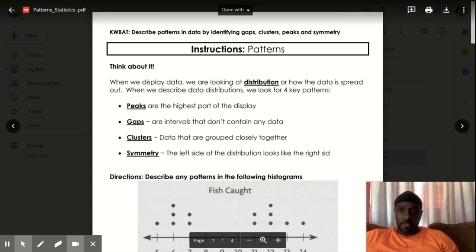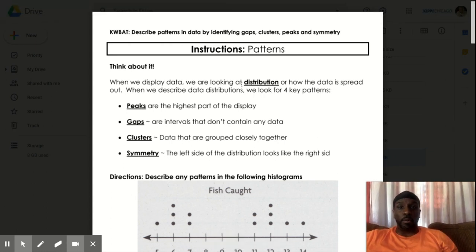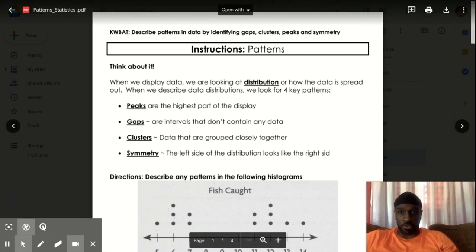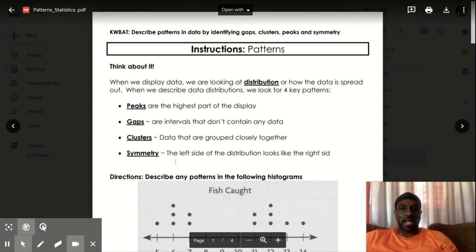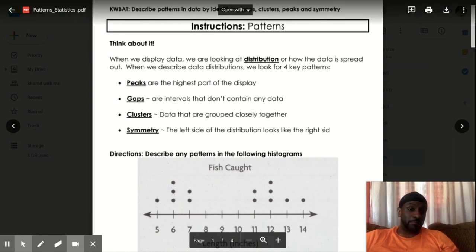Think about it. When we display data, we're looking at the distribution, or how the data is spread out. How is this data spread out? When we describe data distribution, we look for key patterns. Here are the 4 key patterns you will be looking for today in your data. The peaks. What's the highest points in the data? What's the highest parts of the data? You can have more than one peak.